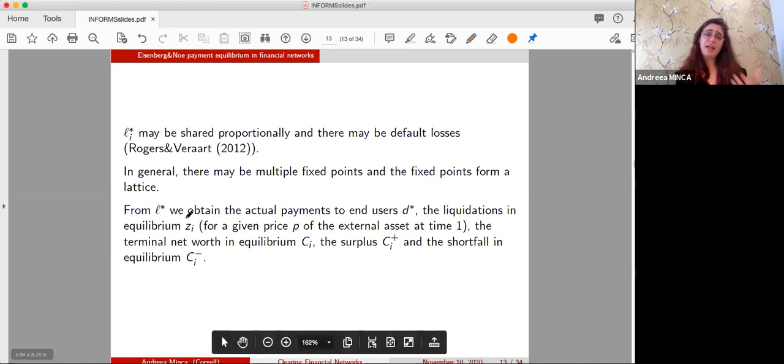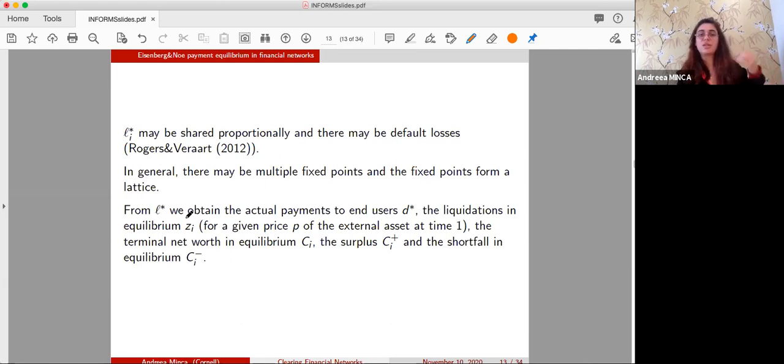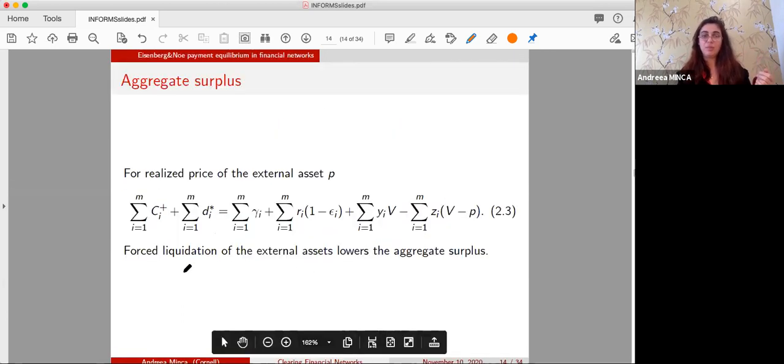So from L star, from the payments in equilibrium, we can obtain the actual payments to the end users, the liquidations in equilibrium for a given price P, the terminal net worth of a bank in equilibrium, the surplus in equilibrium, and the shortfall in equilibrium.